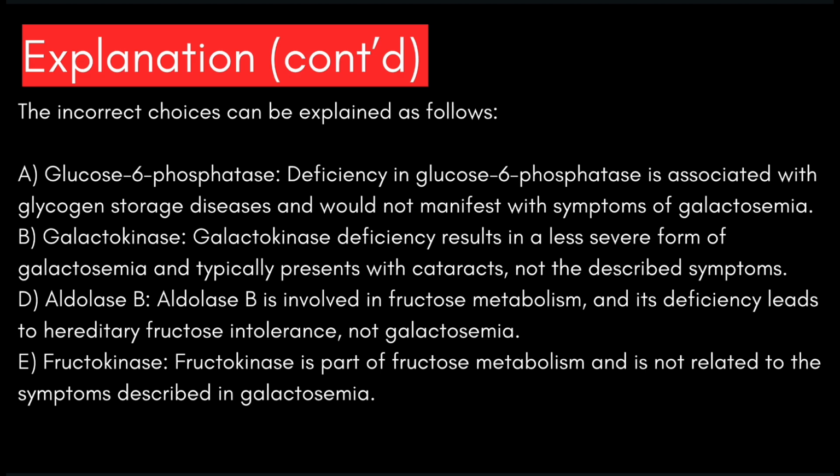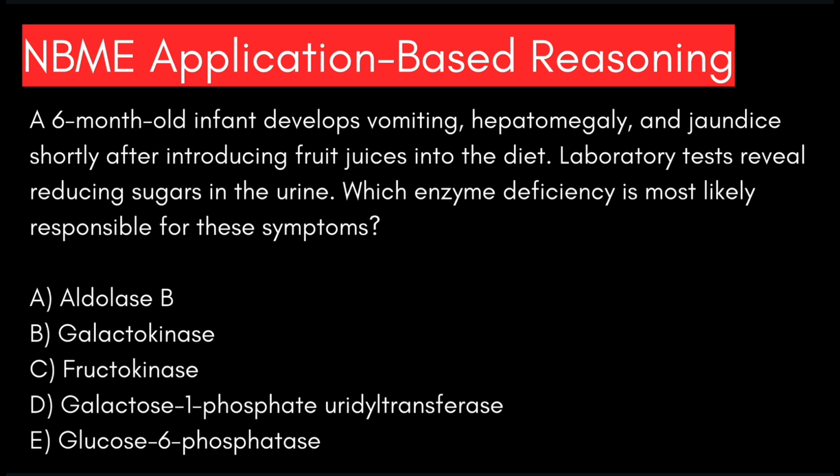Aldolase B. Aldolase B is involved in fructose metabolism, and its deficiency leads to hereditary fructose intolerance, not galactosemia. Fructokinase is part of fructose metabolism and is not related to the symptoms described in galactosemia. Let's move on to the next question.